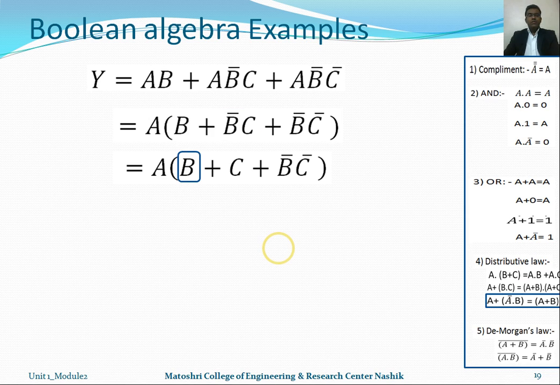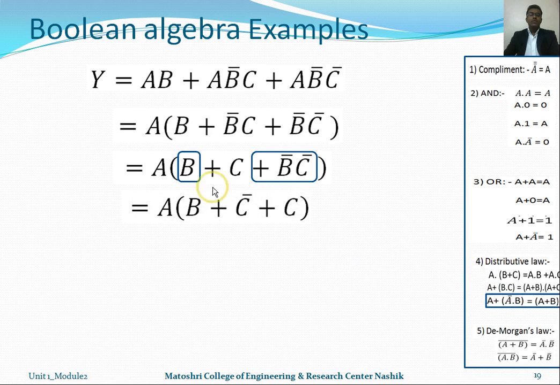Now this B is ORing with B bar C. The same distributive law we are going to apply. B is ORing with B bar C, so what happens? B plus B is ORing with C bar, we get from this distributive law. So B is ORing with C bar and the C is available as it is. The remaining expression is as it is. So in the second and third steps, we are using this distributive law, as shown here.